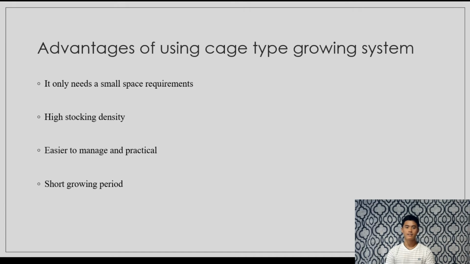Second, high stocking density. You can put a large number of chicks in each cage. There is only 0.5 square feet per bird space requirement, around 20 birds in 1 square meter cage. Third, easier to manage and practical. Since there is only a small space, the management will be easier in terms of feeding, cleaning, vaccination, and other management tasks. And lastly, short growing period.